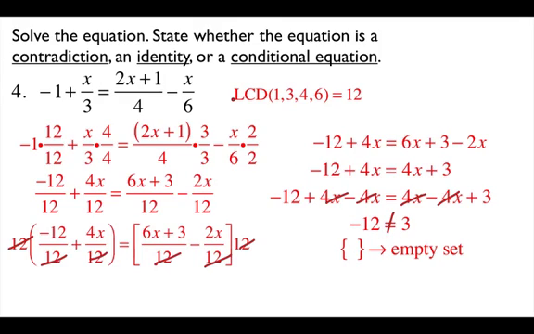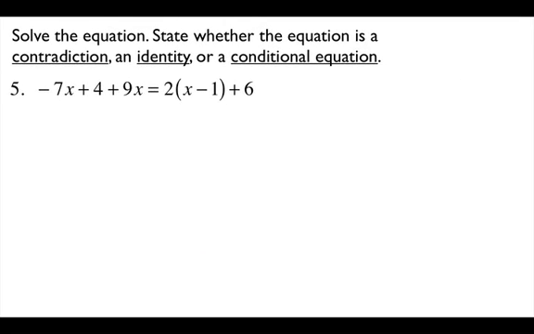And then for the second part, this is what we call a contradiction, because this is never true. Negative 12 is never equal to positive 3. So you write contradiction. So let's go on to number 5. So again, first part is basically to solve the equation, and then the second part, we're going to determine if it is contradiction, identity, or a conditional equation.